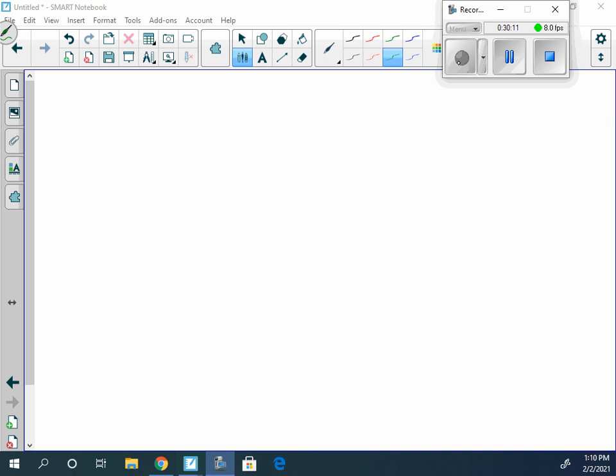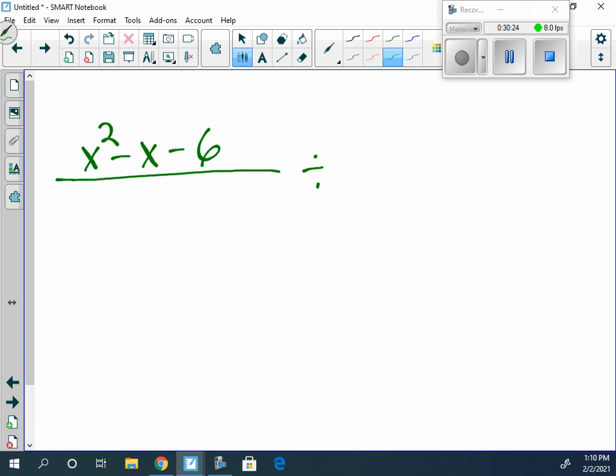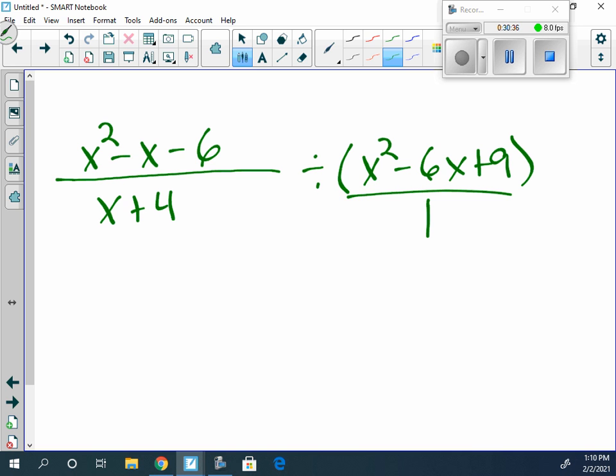So let's look at this one here. It's number 5 on 7.32. So if one of y'all will read the top of it for me. X squared minus x minus 6, x plus 4, x squared minus 6x plus 9. So this is what we're starting out with, and really this is over 1. So just because it doesn't have a denominator written in, it becomes 1.